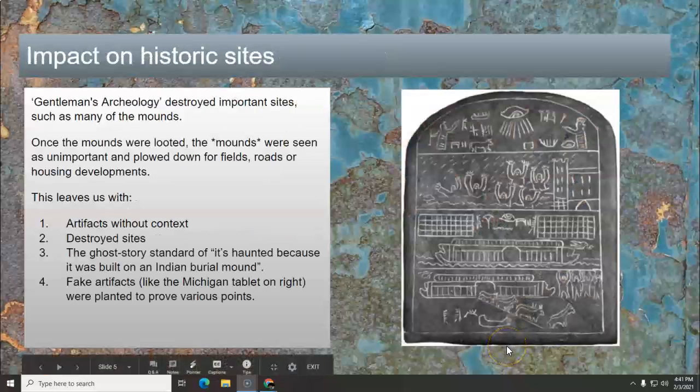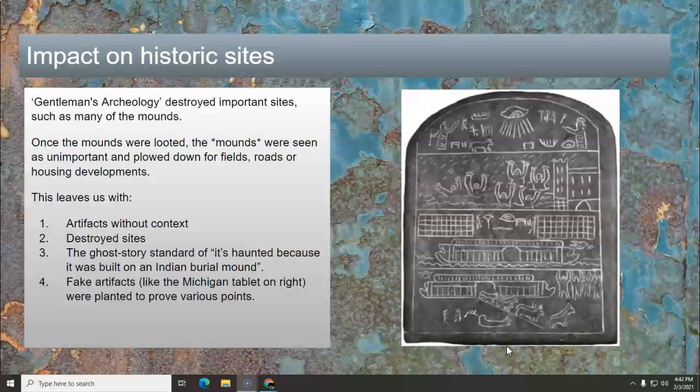So the impact on historic sites is a lot of things were destroyed, because once everything was looted, be it a mound or a pyramid or whatever, the thing that held everything was seen as kind of unimportant. And they were plowed down for fields. They were made roads on top of. They made houses on top of them. If we're talking Egypt, they took the gold off the top of the big pyramid.